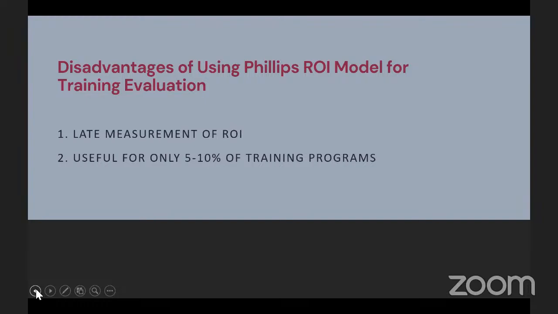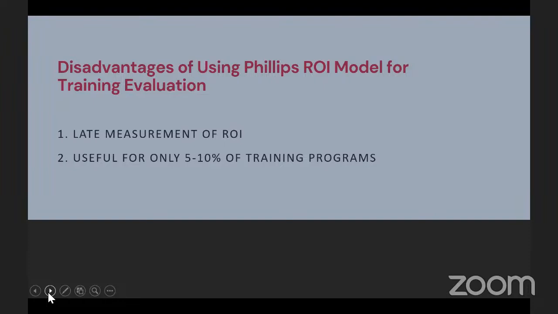Usually it is only for 5 to 10% of the training programs. Like I said, it is not for all training programs. Mostly all the other training programs reach up to level 1 or maximum at level 2, but 5 to 10% of the training programs need this level of evaluation. That is where you have masses, where you have involved a lot of money, and that is when you need to measure the ROI of that. So this is not for all training programs, only when there are big training and big investments done.